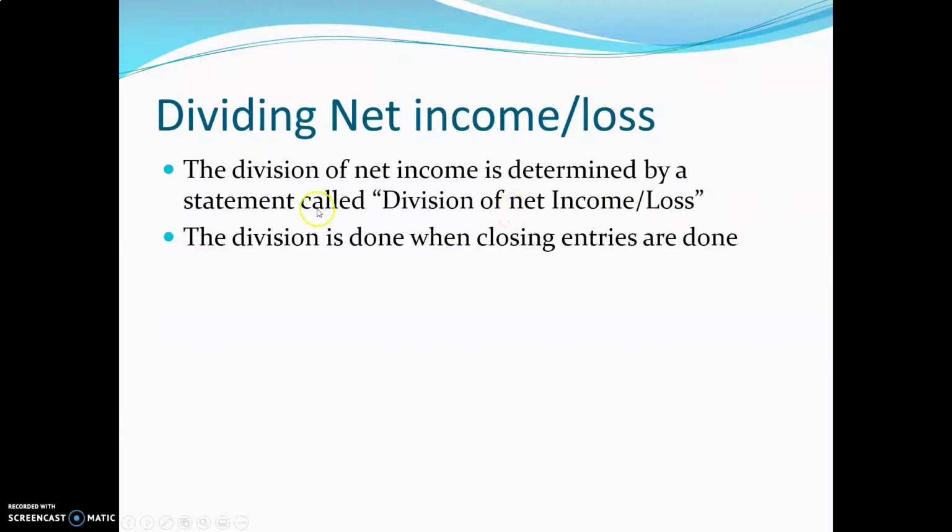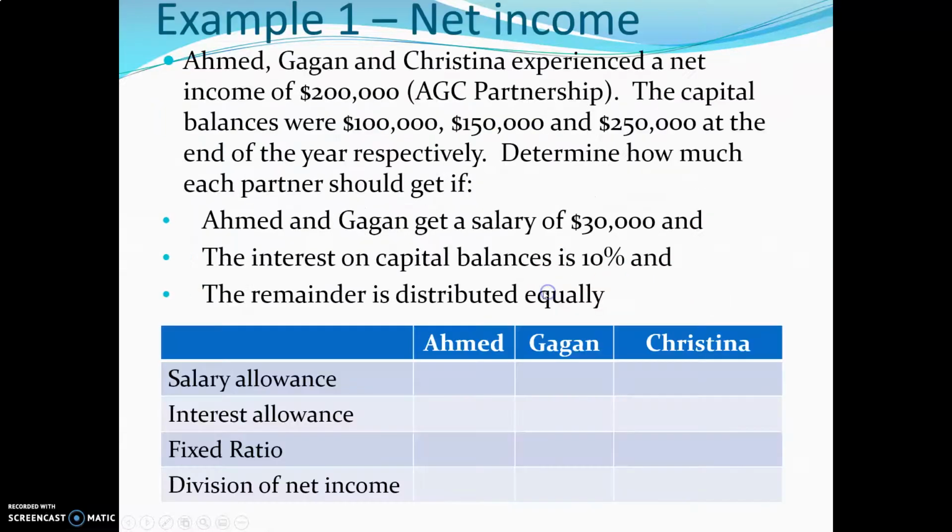What happens if there's a loss? Well, the division of the net income is determined by a statement called the division of net income or loss. The division is done when the closing entries are done. So that answers the question, when is it actually happening?